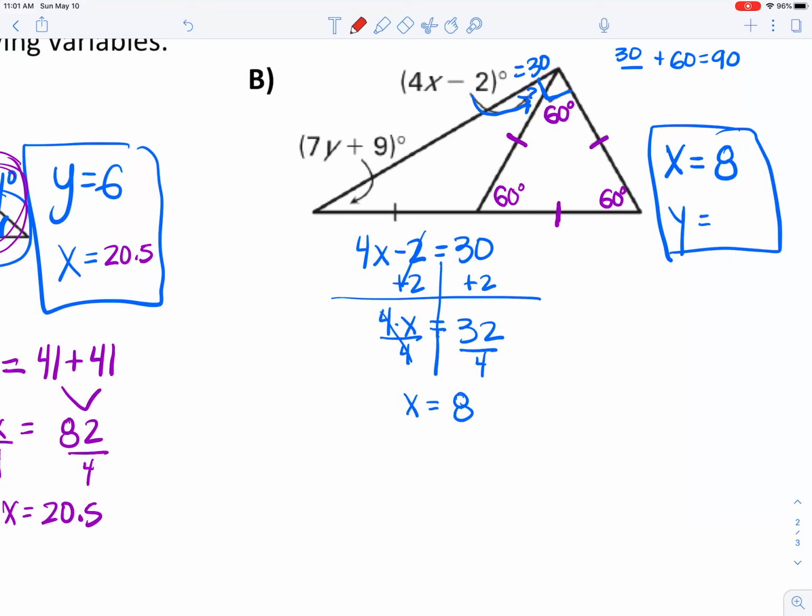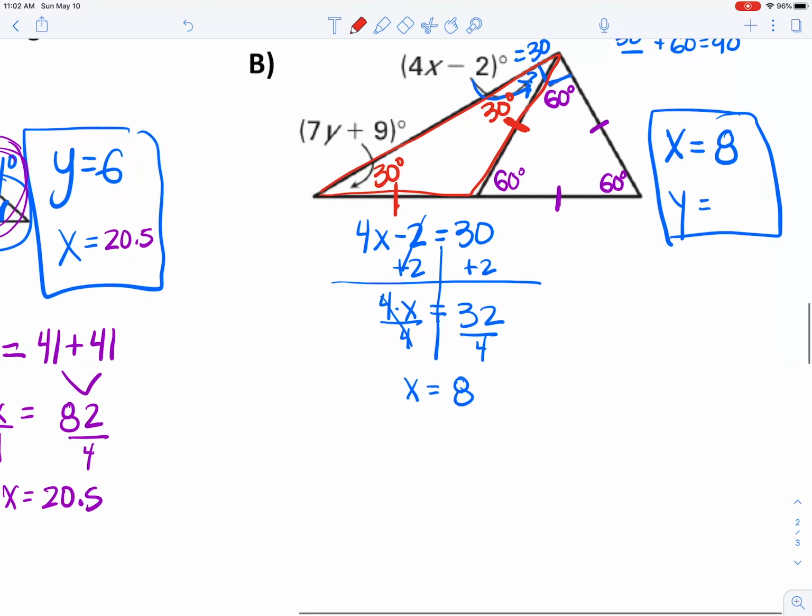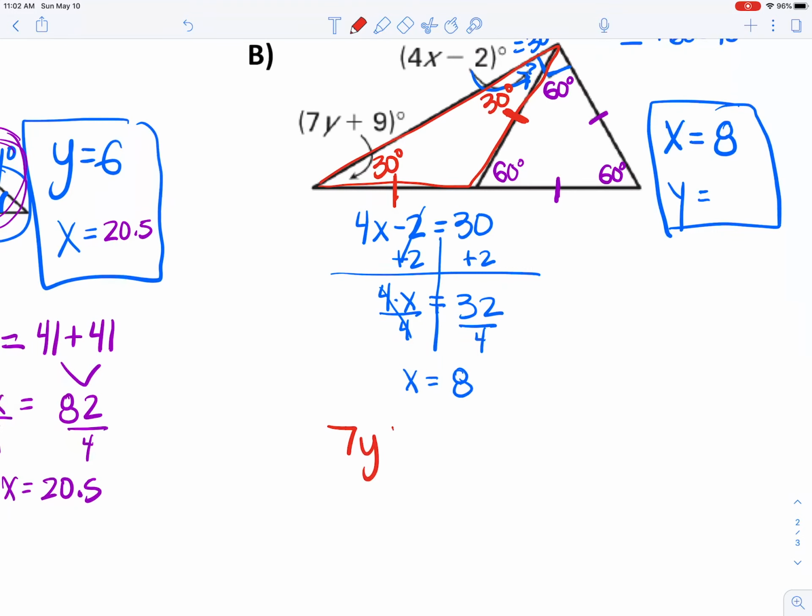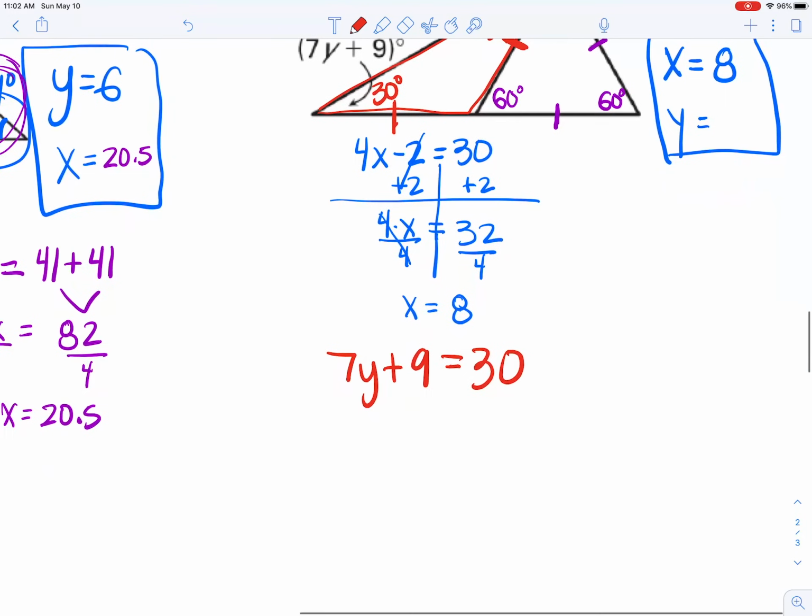Okay, so now let's look back at our work here. I'm also seeing that in this red triangle here, this side and this side are the same. So that means it's an isosceles triangle. Now, we already found that this base angle is 30. In an isosceles triangle, my two base angles are the same. So that means that that one is 30. So we can say that 7y plus 9 is equal to 30 degrees.